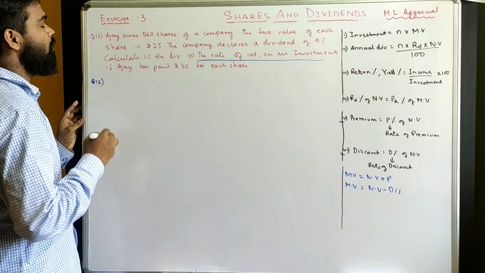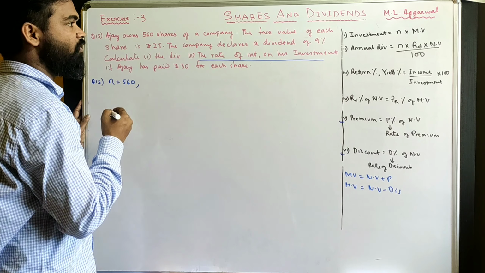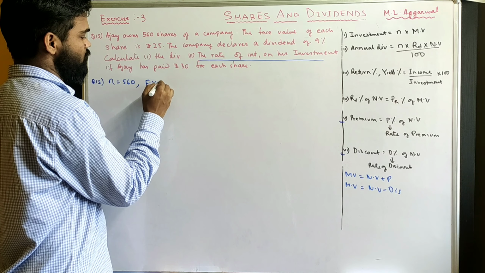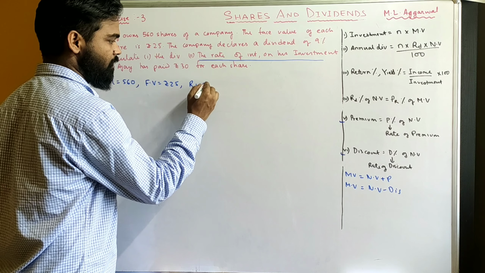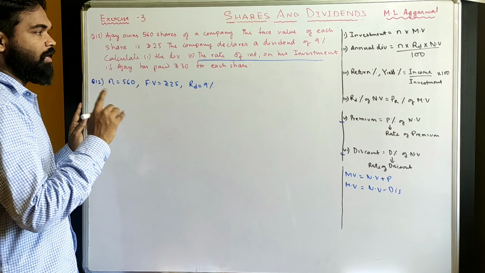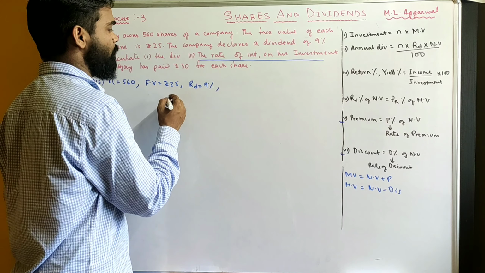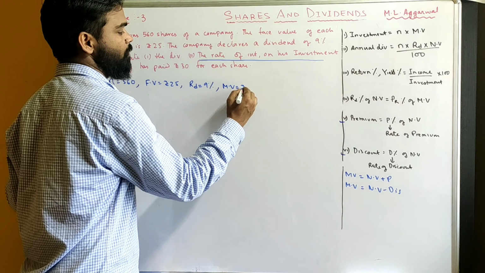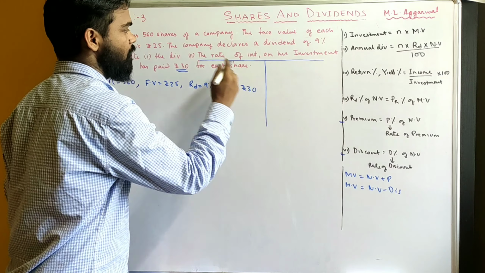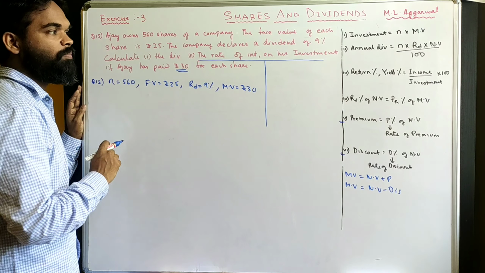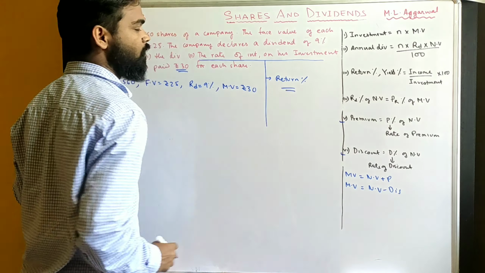Very interesting. Okay. Ajay owns 560 shares, which means the number of shares is 560 of a company. The face value of each share is rupees 25. The company declares a dividend of 9%, which means the rate of dividend is 9% per annum. Calculate the dividend they have asked and the rate of interest on his investment. If Ajay paid rupees 30 for each share, which means the market value is rupees 30, what he paid for each share. Now look at here. The rate of interest on his investment. What do you mean by that? It simply means return percentage or percentage return or yield, whatever.